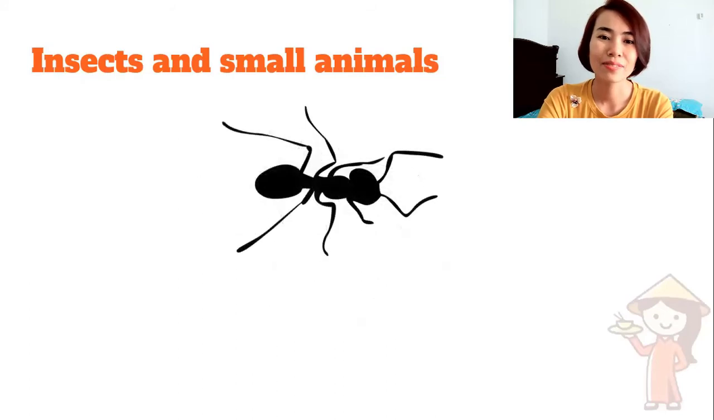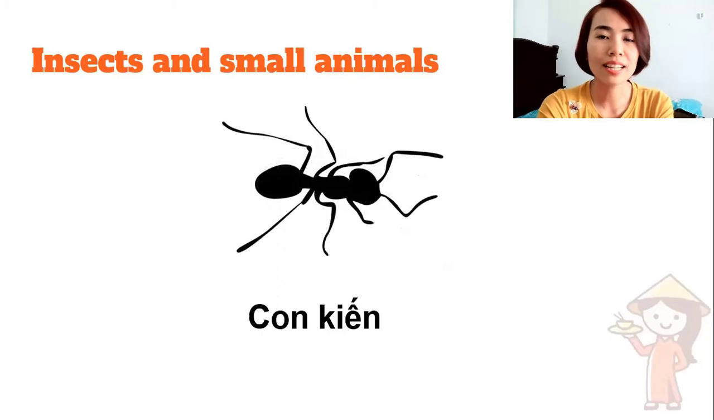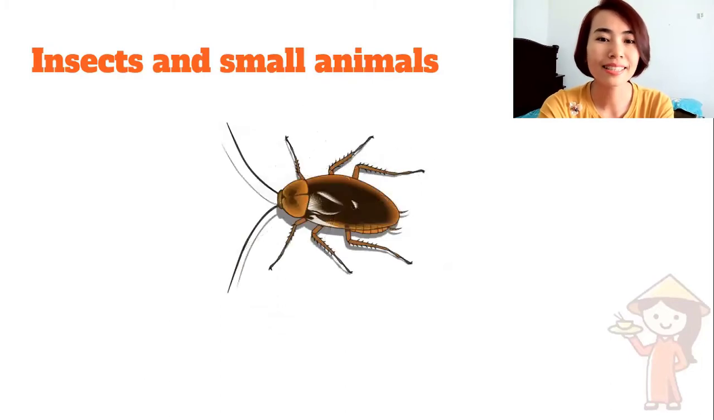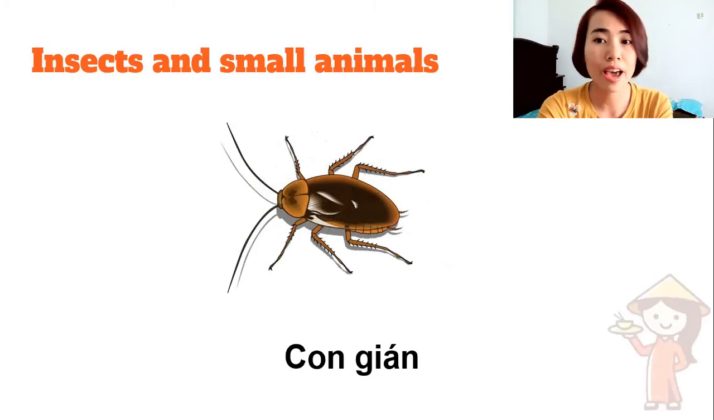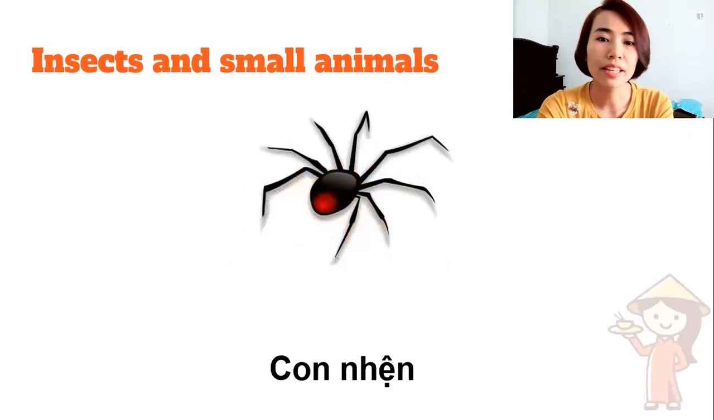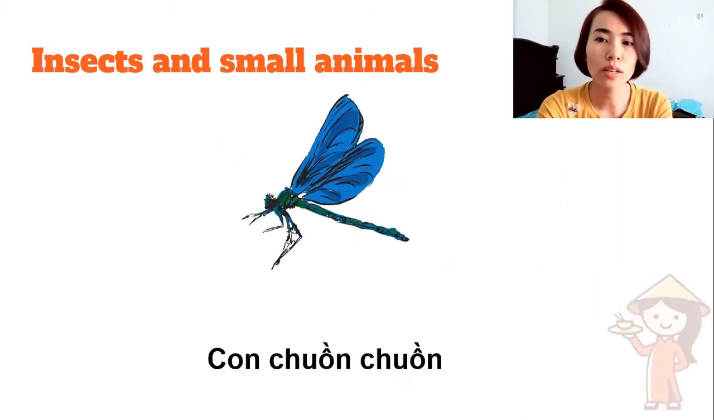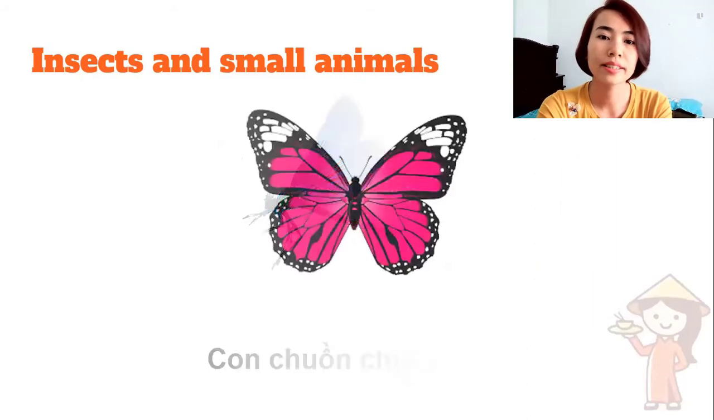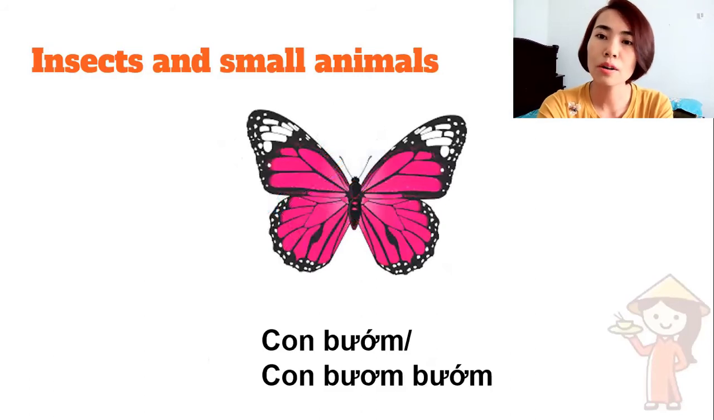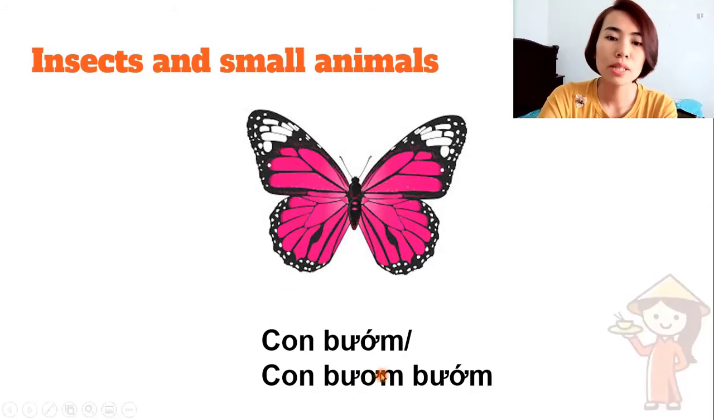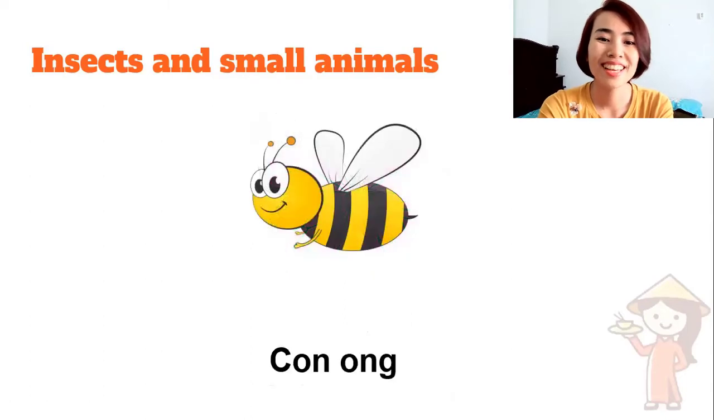Okay, next. Ant, con kiến. Next. Cockroach, con gián or con gián, 7. Con gián, nothing. Con nhện. Con chuồn. Con bướm, or you can say con bướm. Con bướm is just one tone missing here. Con bướm. Okay. Con ong.